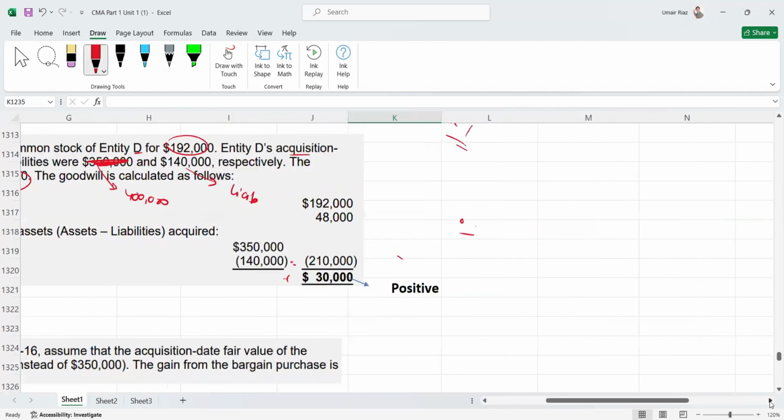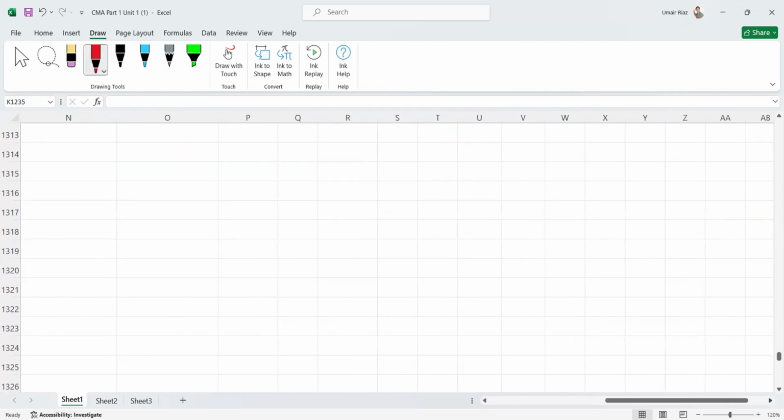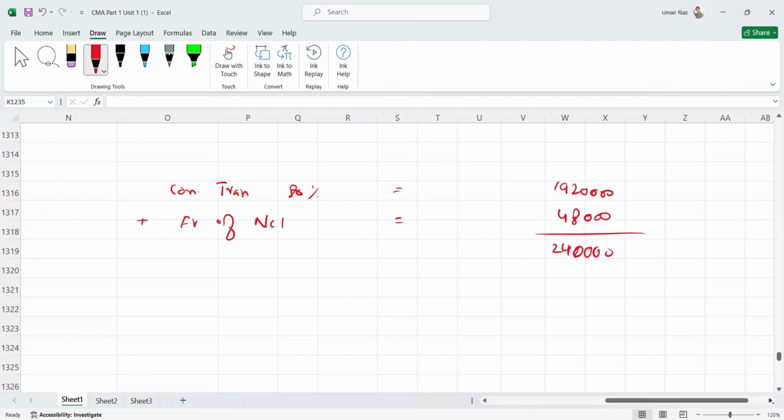So I'm just showing you here. First of all, you will take consideration transferred. Consideration transferred represents 80%. It values $192,000 plus fair value of NCI, which is 48,000. So total value is 240,000. Then from there we'll deduct, less fair value of net assets acquired.